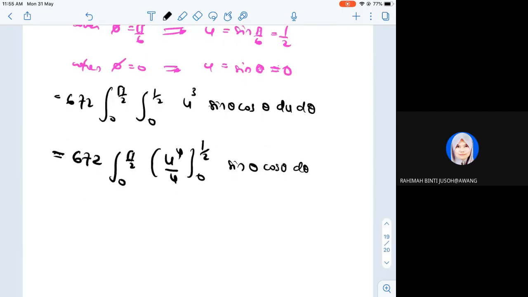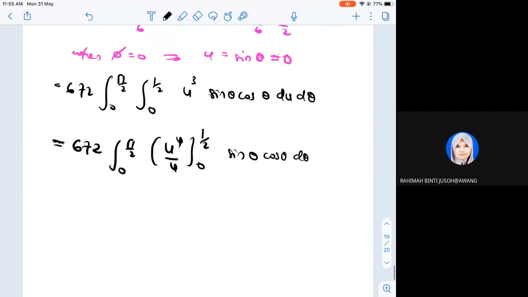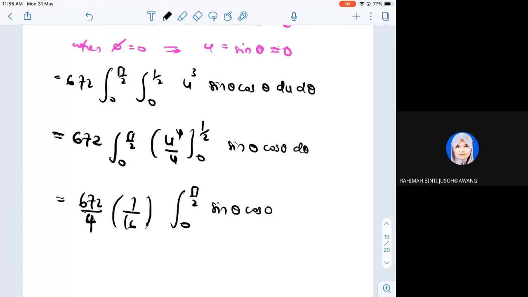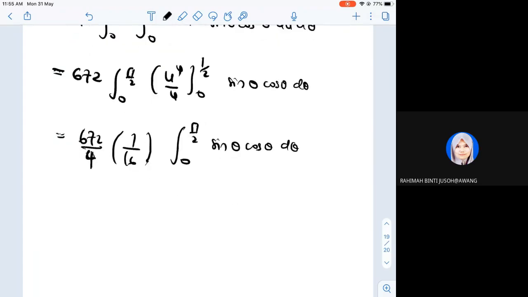So 1 over 4. 1 over 2 to the power of 4 is 1 over 16. Divide by 4 again. So try to calculate, guys. 672 over 4. I take out 1 over 4, multiplied with 1 over 16, because of 1 over 2 to the power of 4. Try to calculate: 672 over 4 times 1 over 16. How much, guys? 21 over 2. Alright, thank you so much. 21 over 2. It's small.